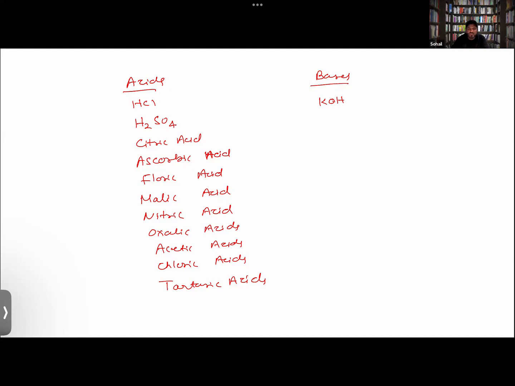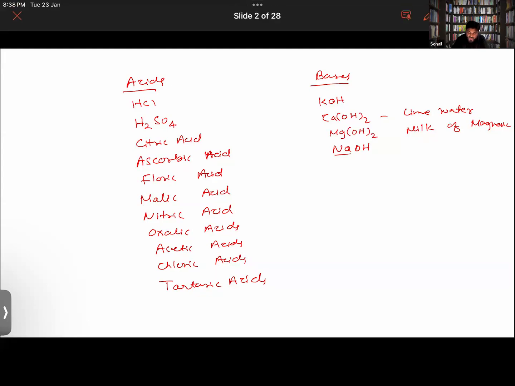We have an example of lime water, calcium hydroxide, right? Ca(OH)2, that is lime water. And then we have magnesium hydroxide, that is milk of magnesia, very good. Sir, what about sodium hydroxide? Sodium hydroxide is the most common base which we have, NaOH. It is the strongest also. Mg(OH)2 is milk of magnesia.